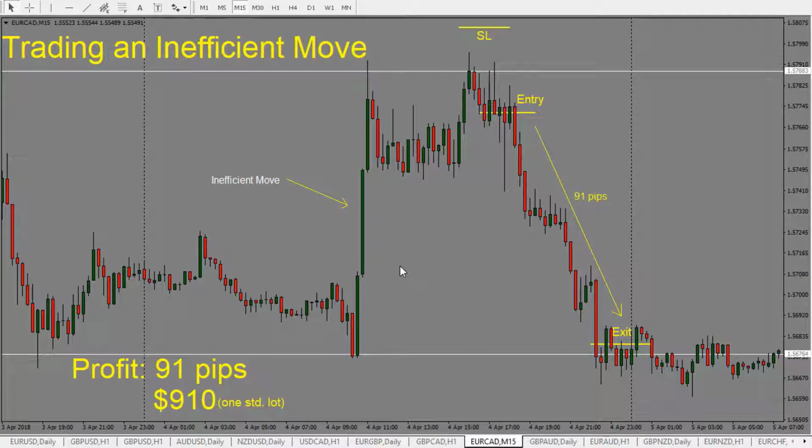Now, we do have to be careful with an inefficient move, because sometimes price will consolidate like this, and then we'll see that continuation to the upside. So with this one, we have to really wait for price to show us a reversal before we commit to this trade. So first step here is to look for an inefficient move. In our case here, we see this inefficient move, and then we wait. We wait for price to show us that it wants to move lower.